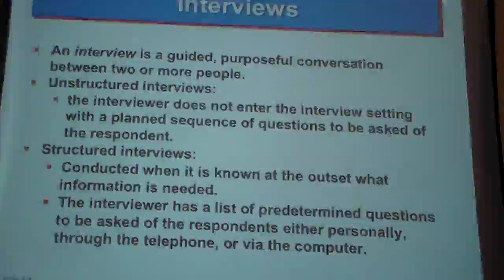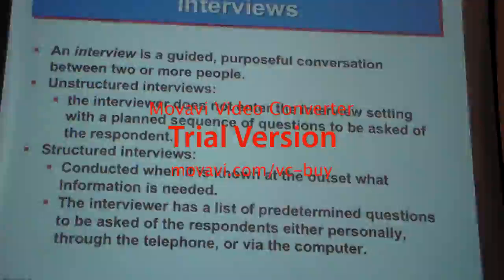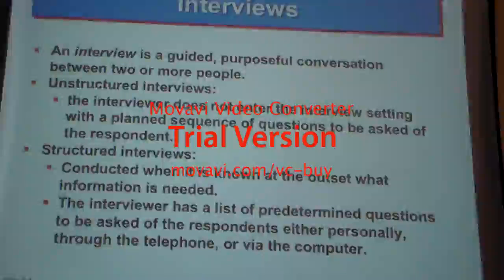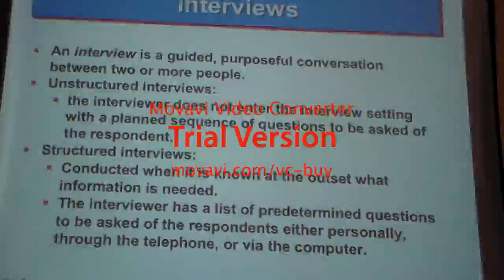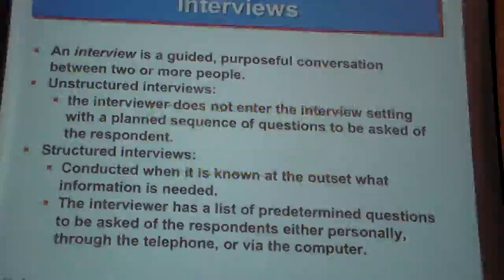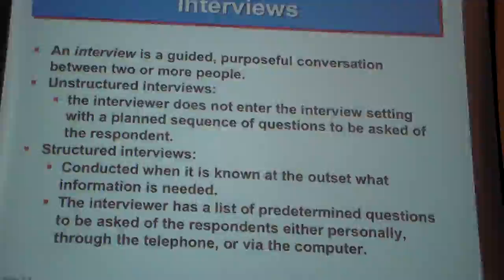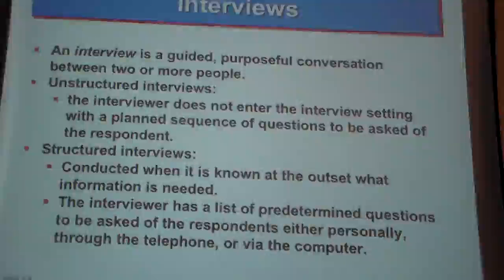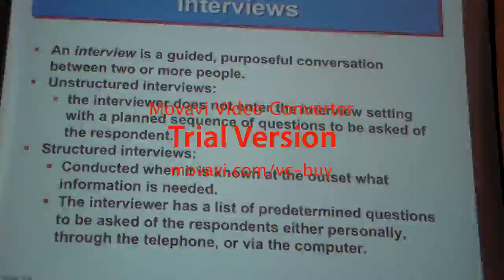It means it is not free conversation, where you say what you want and the other one says what he wants. Okay, so it should be guided. It means there should be steps in this interview because it's a formal interview. It is not free conversation. An interview is a guided, purposeful conversation. You have a purpose for this interview.